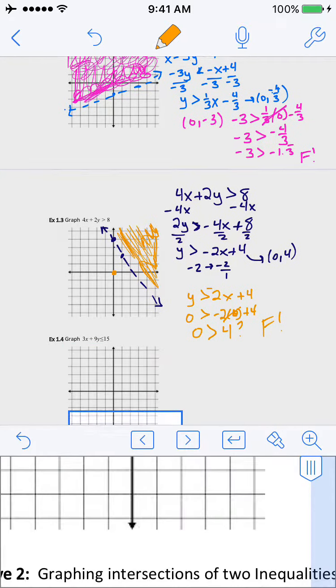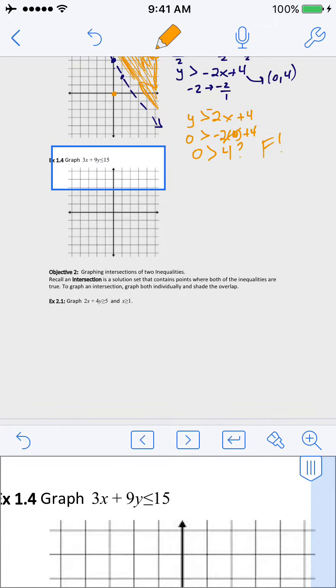All right, stop here if you have any questions, and stop here to try this next problem on your own. 3x plus y is less than or equal to 15. Go ahead and try that one now.